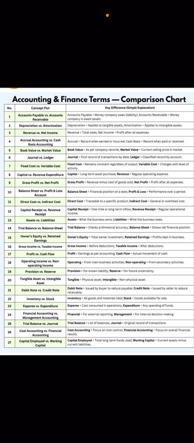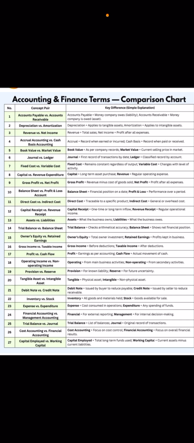Profit versus cash flow. Profit is earnings as per the accounting rules. Cash flow is the actual money coming in and going out, the actual movement of cash, inflow and outflow.